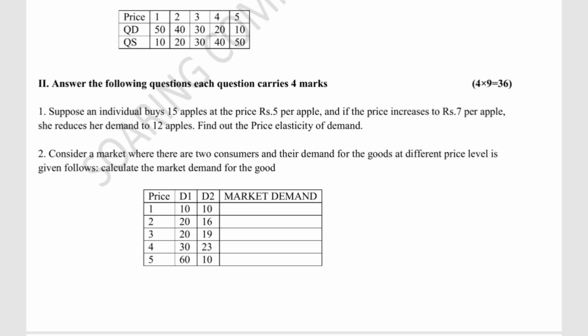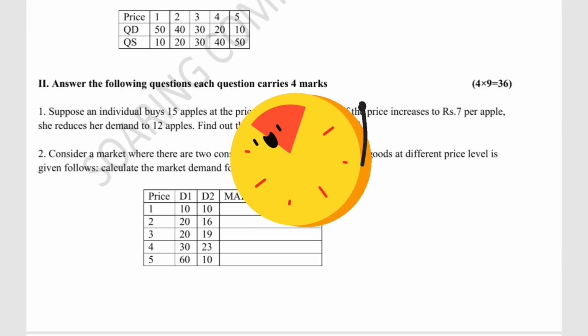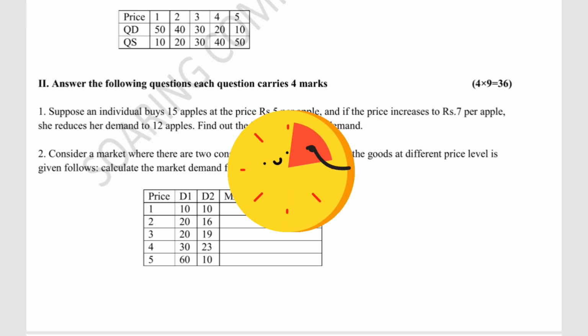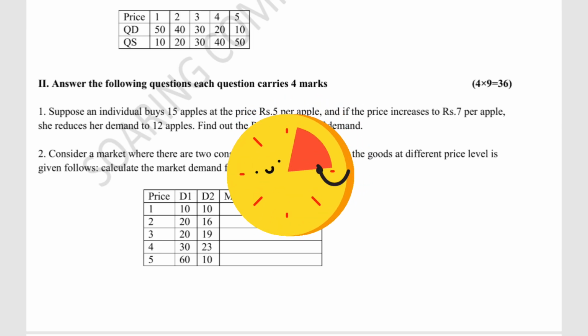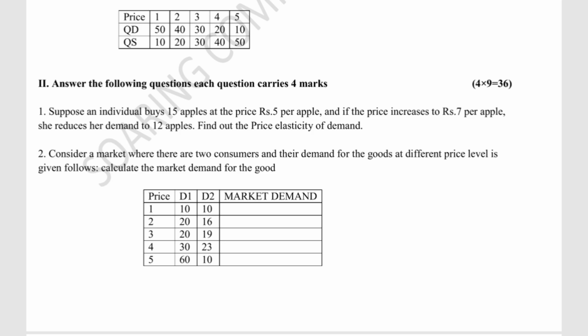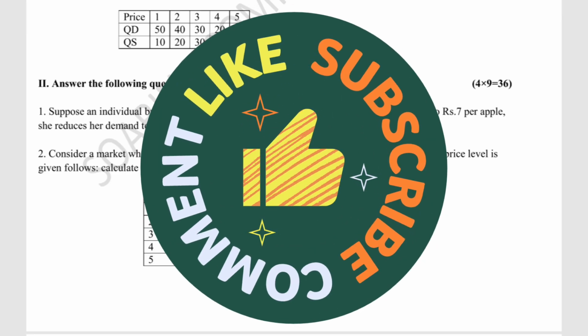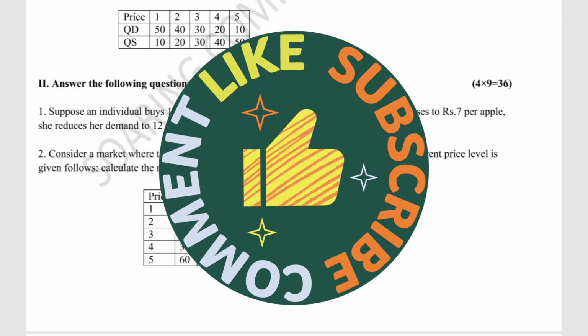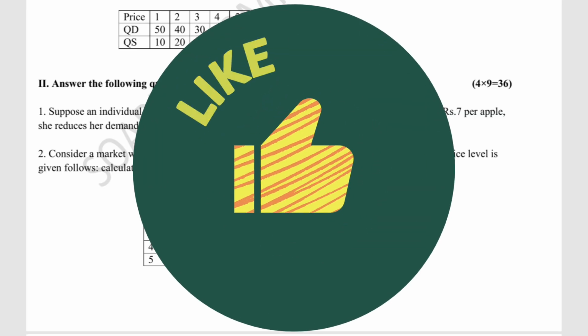So the next 4 marks questions which I have taken are from the problematic questions. The first question is from theory of consumer behavior. Suppose an individual buys 15 apples at the price of rupees 5 per apple, and if the price increases to rupees 7 per apple, she reduces her demand to 12 apples. Find out the price elasticity of demand.